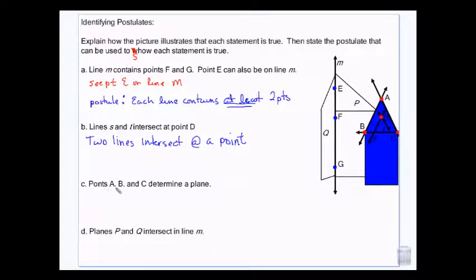Okay. Points A, B, and C determine a plane. The way we know that's true is that 3 non-collinear points determine a plane. And then planes P and Q, so here's plane Q, here's plane P, are intersecting at line M. And that's 2 planes intersect at a line.